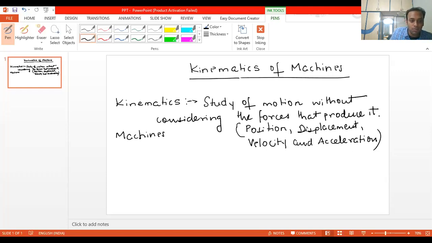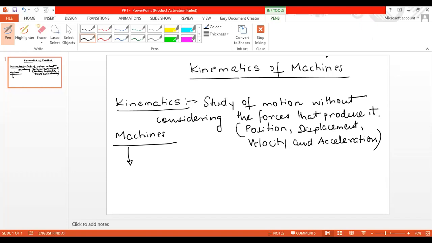Now let us come to the second word, machines. Can anyone define what is a machine? In very simple words, how are you going to define a machine? A tool which performs some work. Right, good. Any other definition? Anybody else? Mechanical one. Yeah, that is fine. This definition is correct, but I want to hear from other students as well.